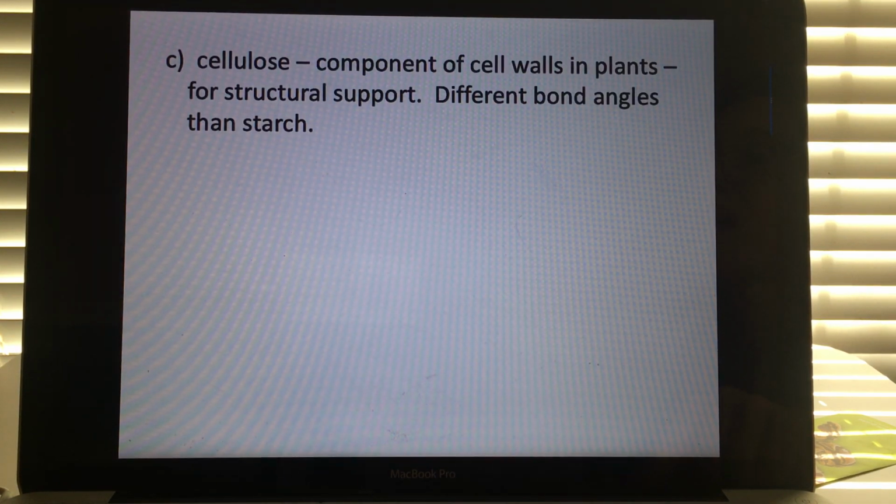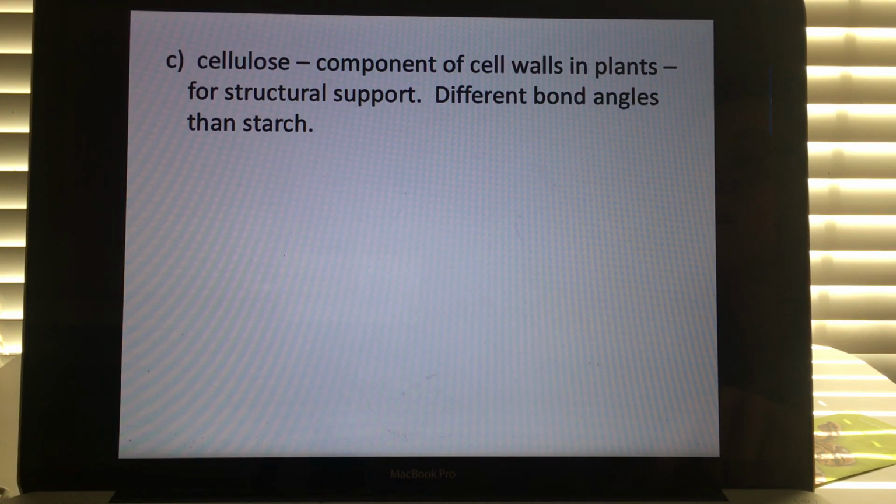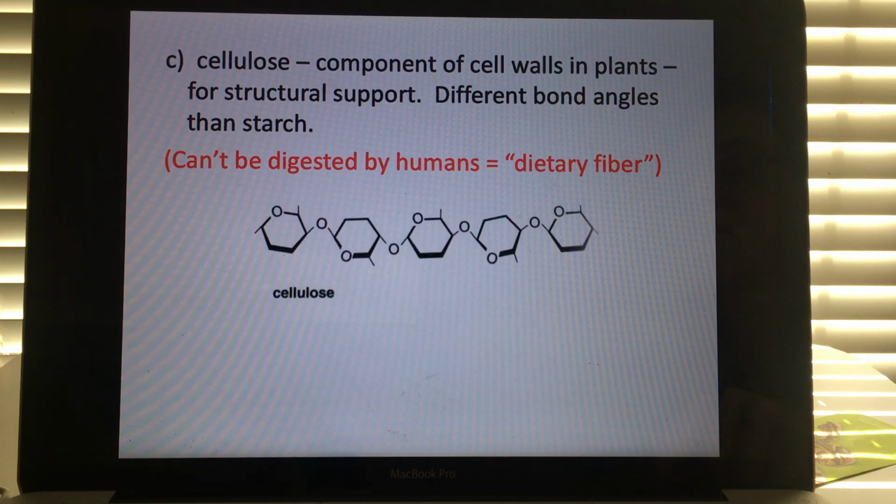So the third polysaccharide that I want to talk about is cellulose. Now, cellulose is important for many reasons. In the plant kingdom, it's important because it's the structural component of cell walls. It's what makes them crunchy, but also strong. So wood is really dead cells, but what's left is the cell walls that are made of cellulose. It can't be digested by us, and it's considered dietary fiber.